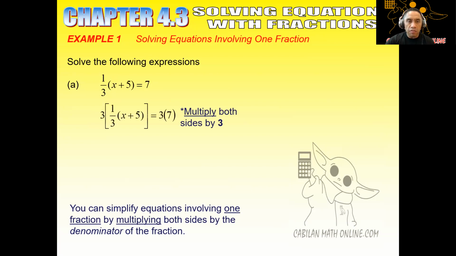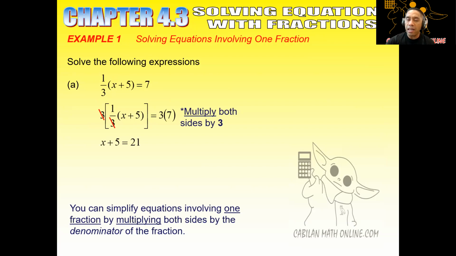It's very important that you see why we need to do that. When we multiply both sides by the denominator, which in this case is 3, you notice that the 3's on the left side cancel out, and we no longer have a fraction on that side. A little bit of a shortcut: there's a 1 in front of the bracket, and remember that when you distribute a positive 1 to the terms in the bracket, you basically get what's inside the brackets. So on the left side, we'll just get x plus 5 by itself, and on the right side we get 21.